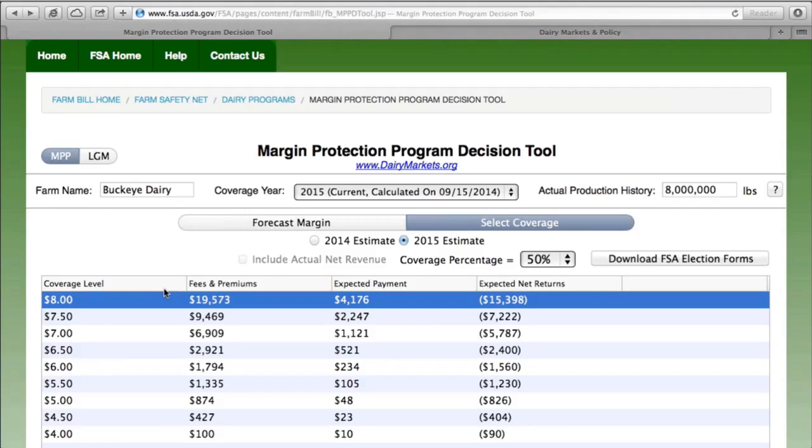The premium rates for MPP dairy are fixed. In 2014 and 2015, there's a 25% discount on everything but the $8 coverage level on Tier 1 premiums. But after that, they never change. But markets for milk and feed change every single day.